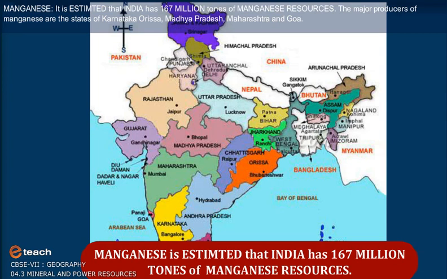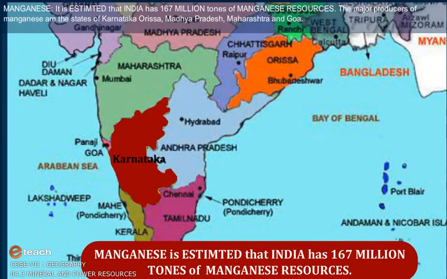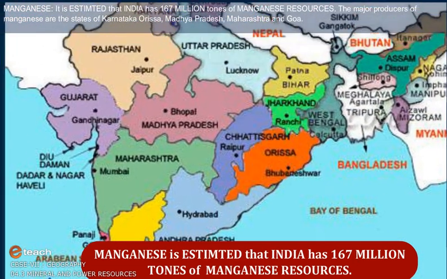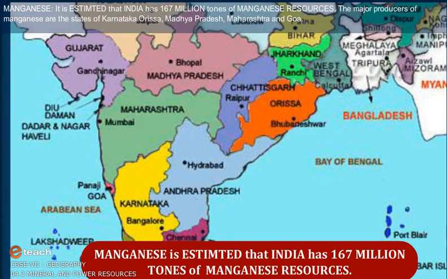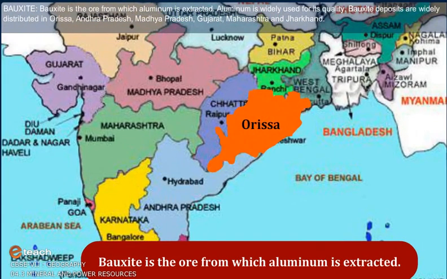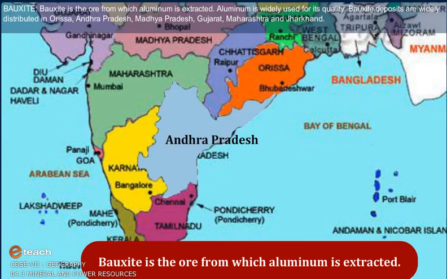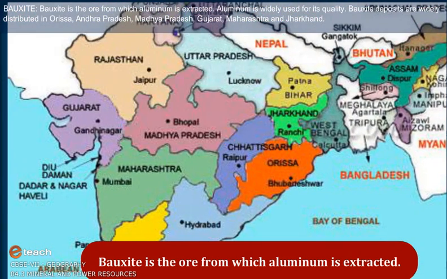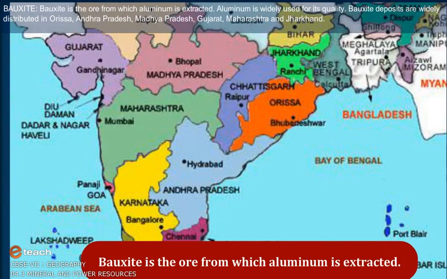Manganese. It is estimated that India has 167 million tons of manganese resources. The major producers of manganese are the states of Karnataka, Orissa, Madhya Pradesh, Maharashtra and Goa. Bauxite. Bauxite is the ore from which aluminium is extracted. Aluminium is widely used for its quality. Bauxite deposits are widely distributed in Orissa, Andhra Pradesh, Madhya Pradesh, Gujarat, Maharashtra and Jharkhand.